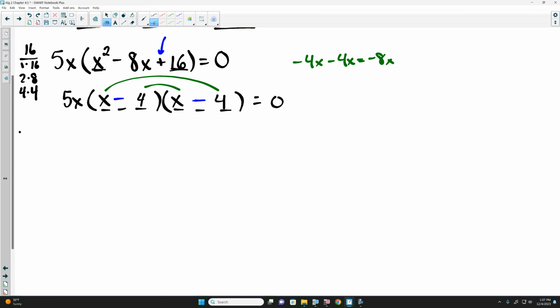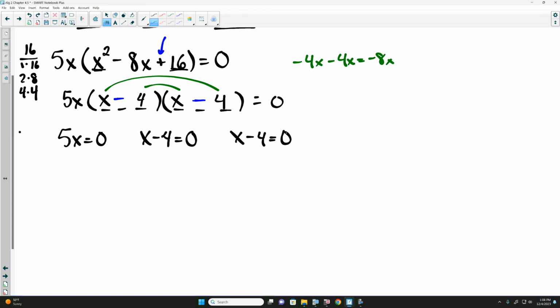And at this point here, we do have two or more things multiplied together equals 0, yes? One of them is 5x. So 5x equals 0. X minus 4 is 0. And x minus 4 is 0, yes?